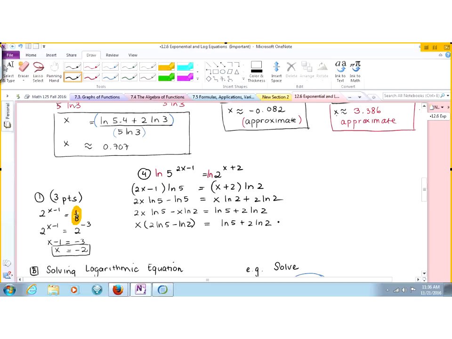All right. Then what? Divide both sides by 2 ln 5 minus ln 2. All right, so these cancel. So we get the exact. So the exact is ln 5 plus 2 ln 2 divided by 2 ln 5 minus ln 2.